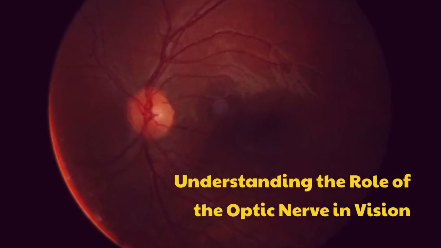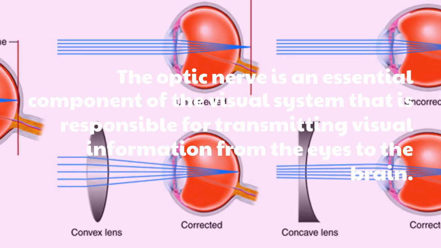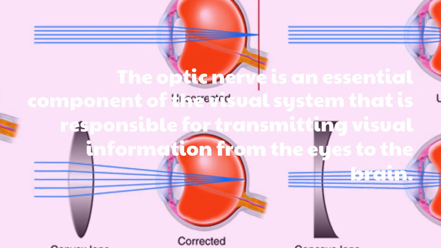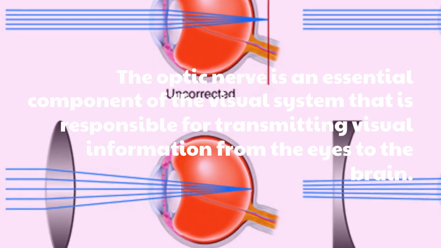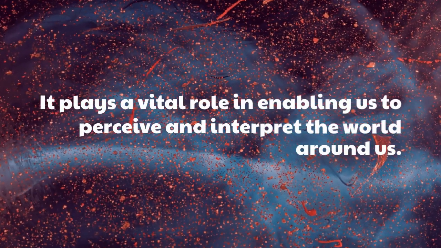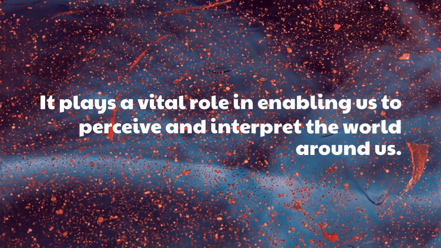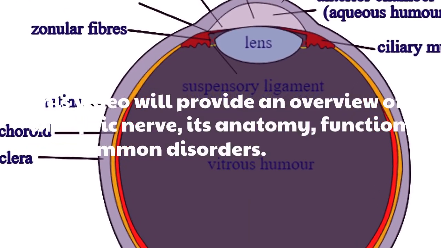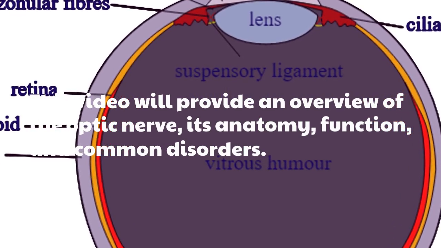Understanding the role of the optic nerve in vision. The optic nerve is an essential component of the visual system that is responsible for transmitting visual information from the eyes to the brain. It plays a vital role in enabling us to perceive and interpret the world around us. This video will provide an overview of the optic nerve, its anatomy, function, and common disorders.